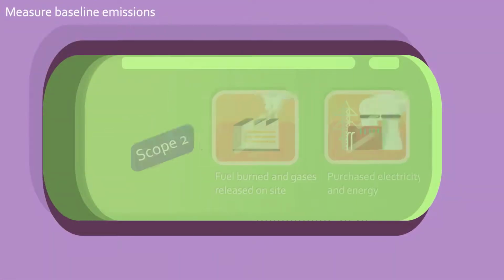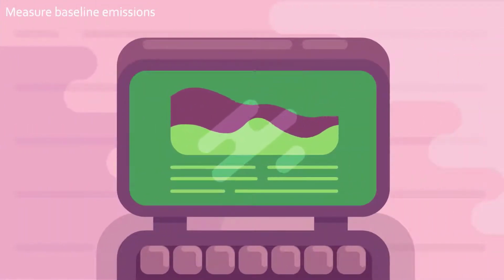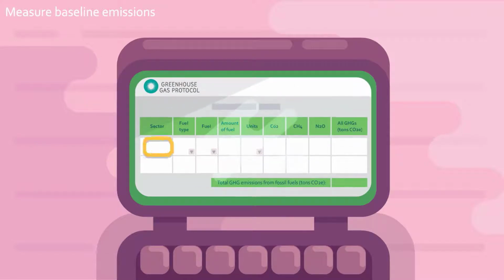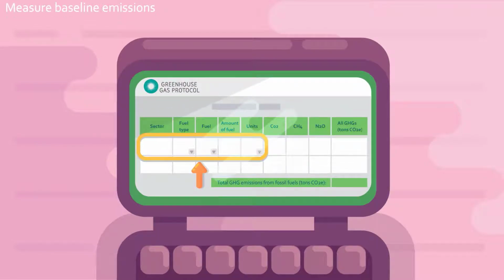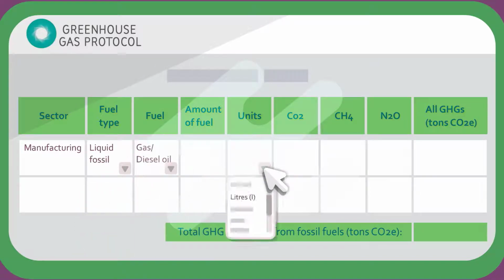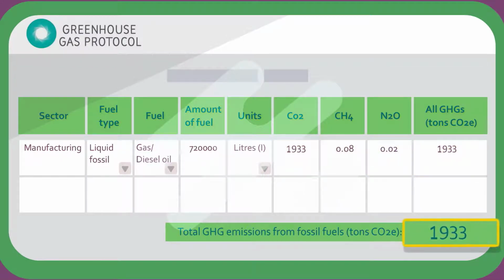Now that you know the scope to consider, you can calculate your greenhouse gas emissions. Greenhouse gas calculators like the GHG protocol will do the calculations automatically once you enter the basic information. For example, suppose a processing facility uses 1,000 liters of number 2 fuel oil each hour in a furnace. In a month of continuous operation, that's 720,000 liters. Enter this into the spreadsheet calculator, and you find that your furnace emits 1,933 tons of CO2 each month.